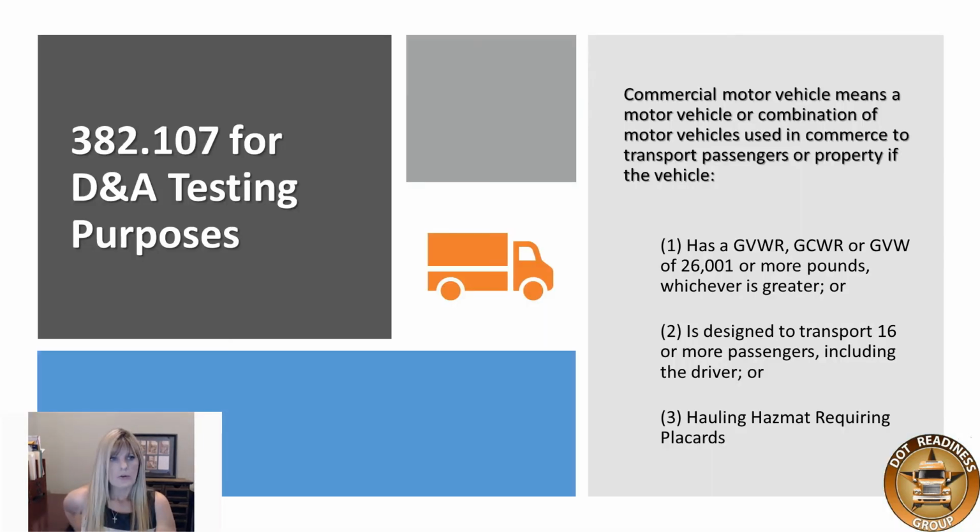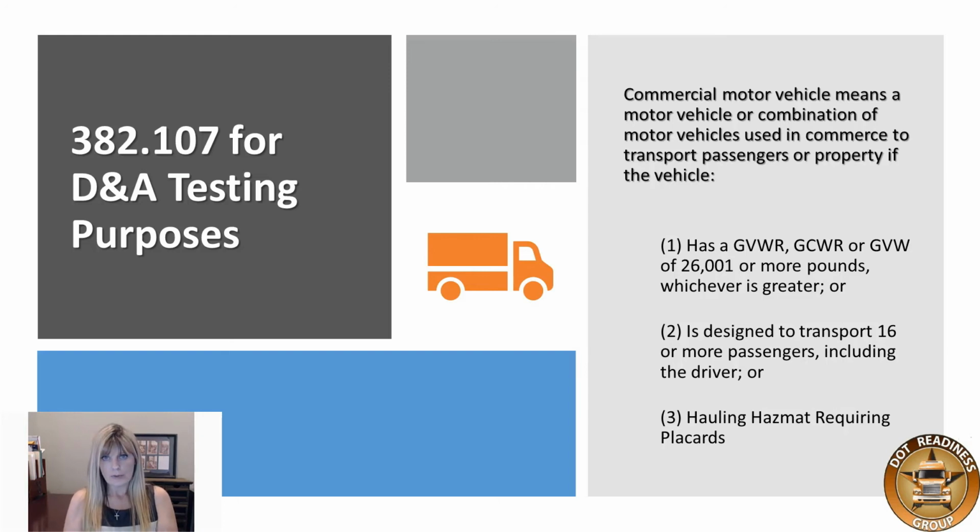Okay, 382.107: commercial motor vehicle means has a gross vehicle weight rating, gross combination weight rating, or gross vehicle weight of 26,001 or more pounds, whichever is greater. Like I said, the weight limits are different for drug and alcohol versus a regular CMV. The commercial motor vehicle is only 10,000 pounds, right? So a commercial motor vehicle for FMCSA purposes, interstate travel, is 10,001 pounds or more.